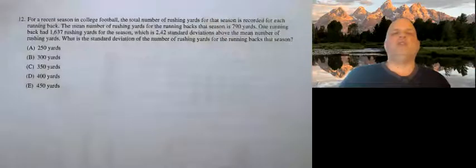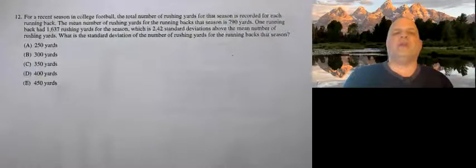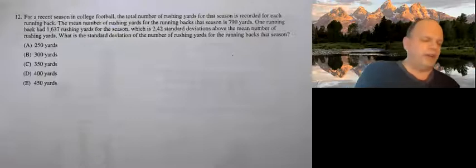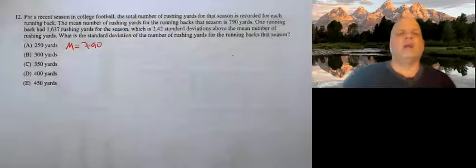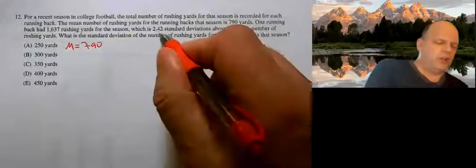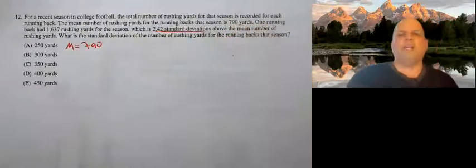For number 12, for a recent season in college football, the total number of rushing yards for that season is recorded for each running back. The mean number of rushing yards for the running backs in the season was 790. One running back had 1,637 for the season, which is 2.42 standard deviations above the mean.